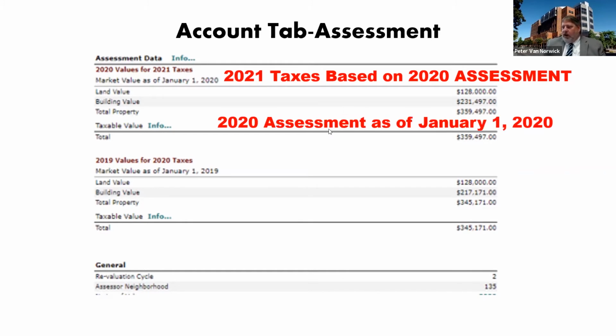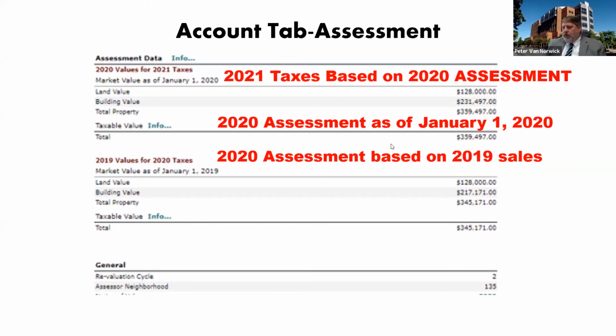2020 assessments are as of January 1st, 2020. That confuses a lot of people. And 2020 assessments are based upon 2019 sales. So most people really only start caring about what the assessment is when the taxes show up, but it's important to know that the taxes you're paying for 21 are based upon the assessment in 2020, which is based upon the sales in 2019.